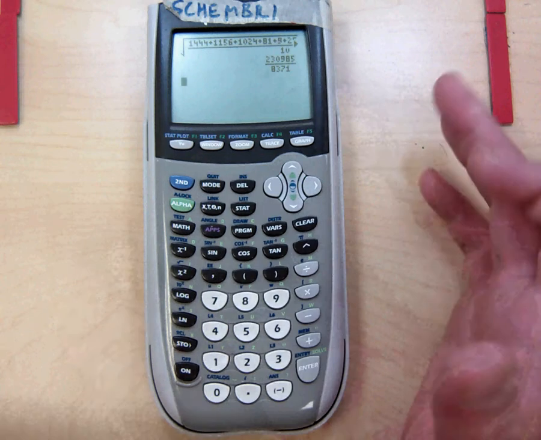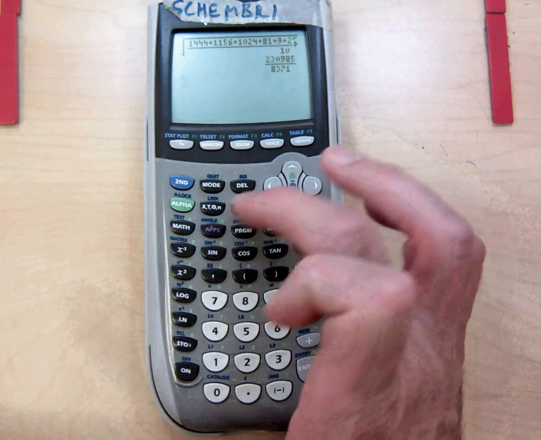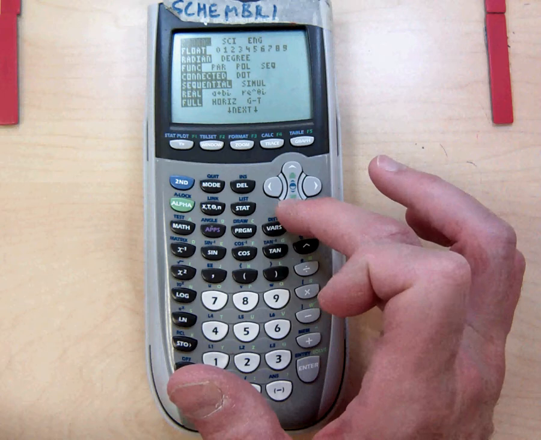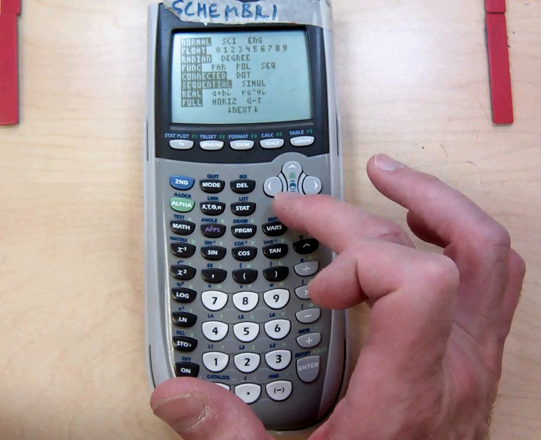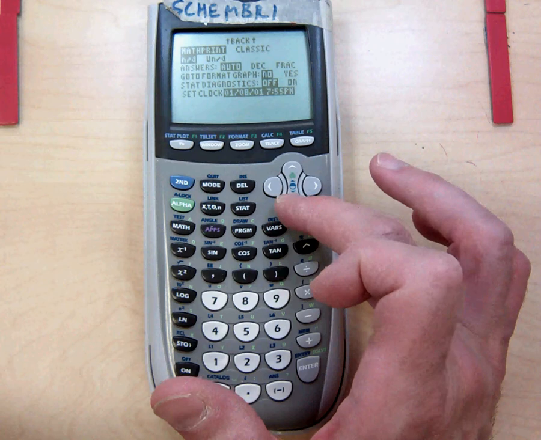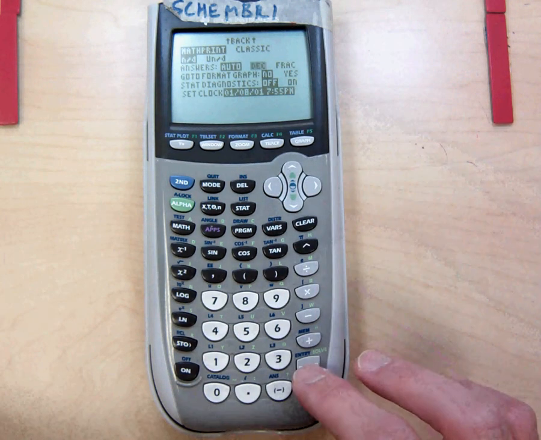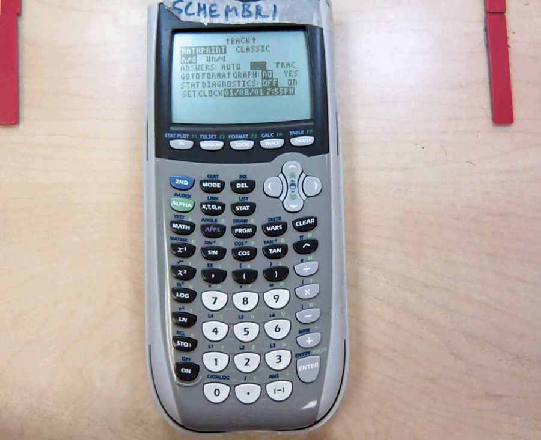Again, it can't hurt to look for something. You're not going to hurt the calculator by looking for something. So if you hit mode, go down. See how your answers are automatically set? You want your answers to be decimals. So DEC there.